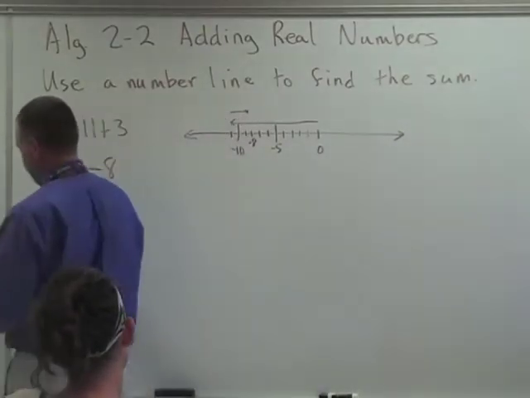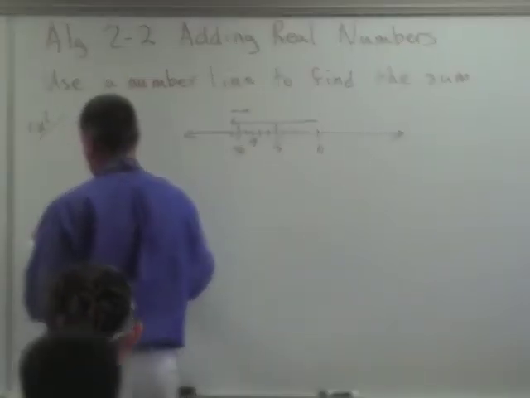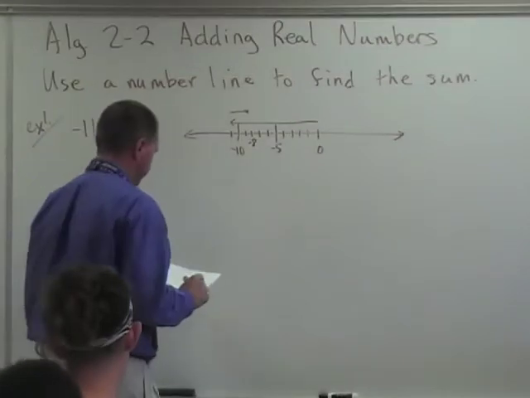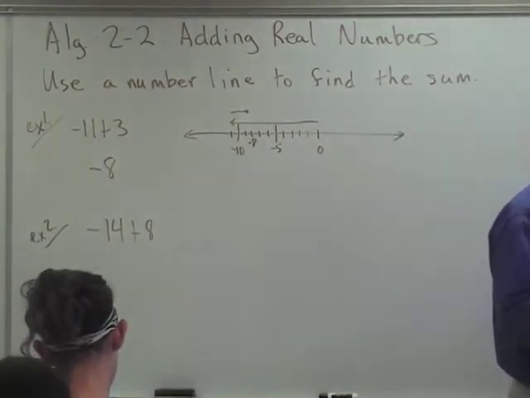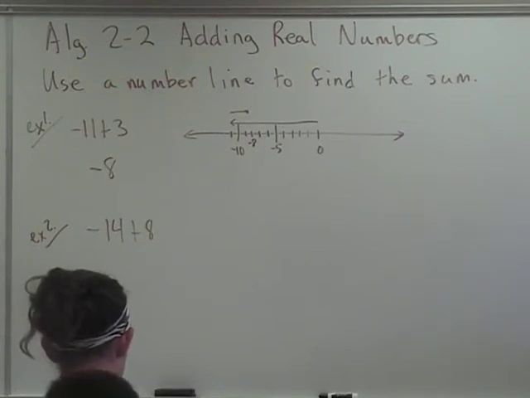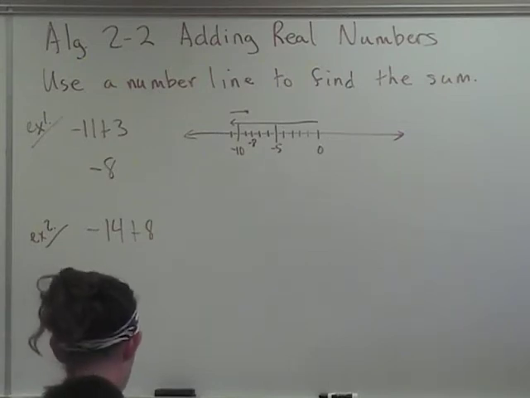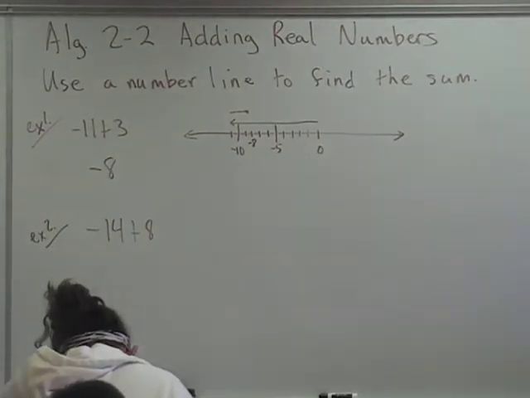Example 2. Negative 14 plus 8. Everybody do that one. Negative 14 plus 8. Believe it or not, you do have friends in this class that really struggle with this. And there's nothing wrong with you drawing a number line on your papers and doing this until you do get it.